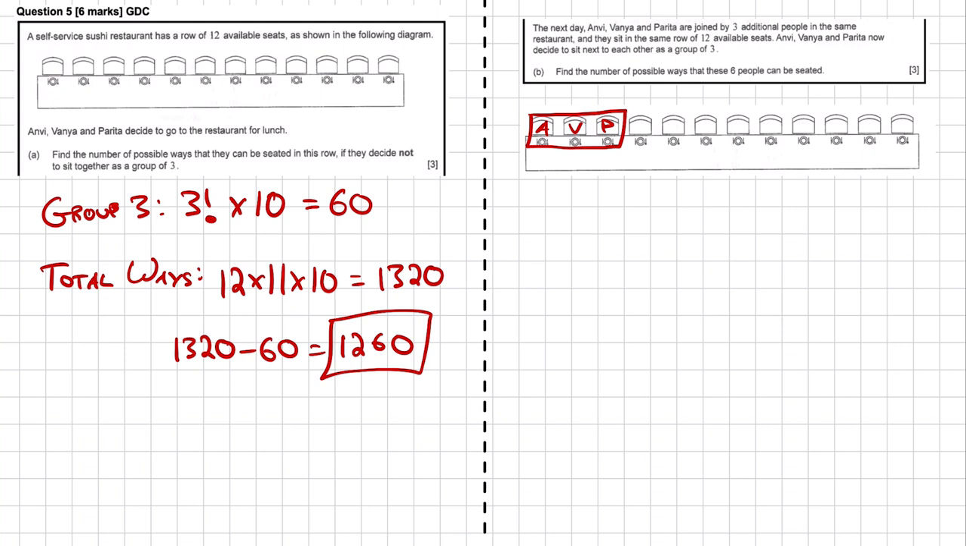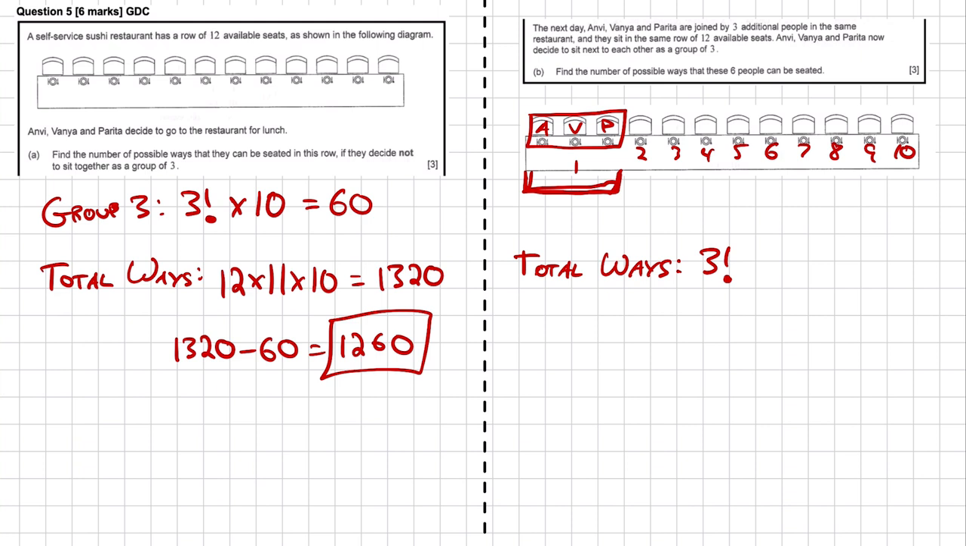Okay, so the total number of ways. I've got 1, 2, 3, 4, 5, 6, 7, 8, 9, 10 objects again. And we are now fitting these six people into these 10 objects. However, we know that these three are going to be sitting next to each other. So how many ways can those three rearrange themselves in that group of three? We're just going to calculate our total number of ways this time. Well, we said earlier that that's going to be 3 factorial. That's the number of ways that AVP can rearrange themselves in their group of three.